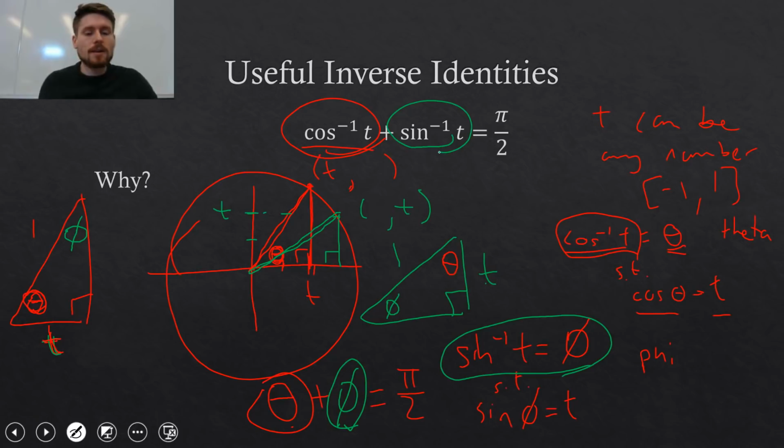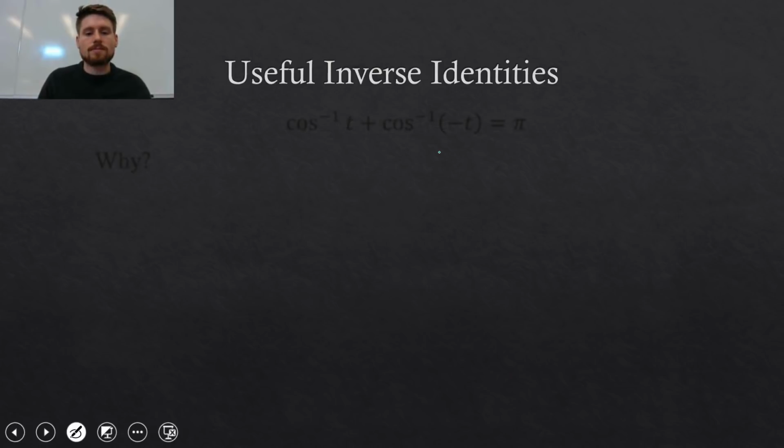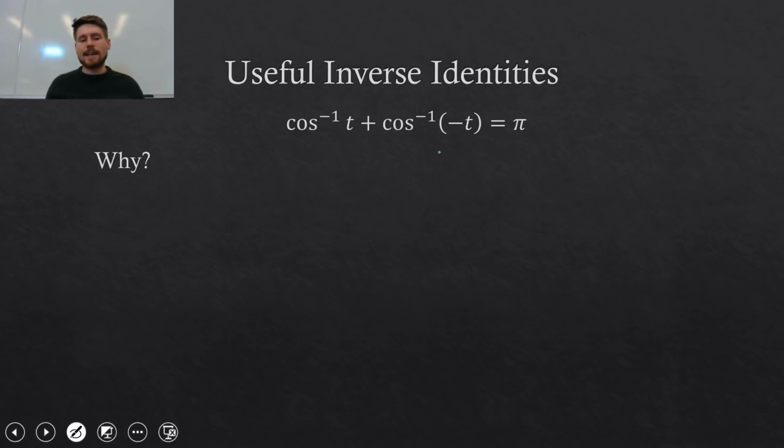We were in quadrant 1, but it's actually still true in quadrant if t is a negative value. Okay, they'll still add up to pi over 2. Okay, next, cosine inverse of t plus cosine inverse of negative t equals pi. Okay, so here's our next identity that we're going to look at.